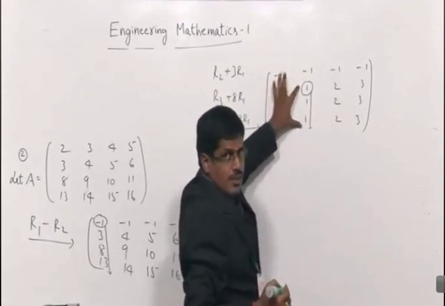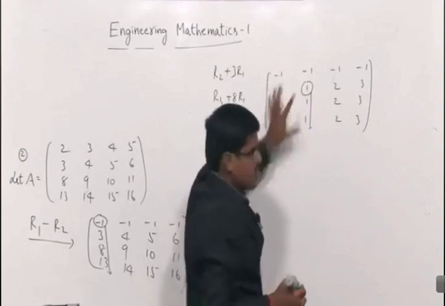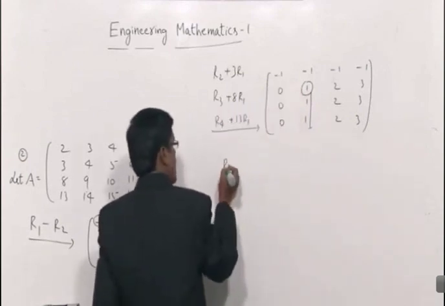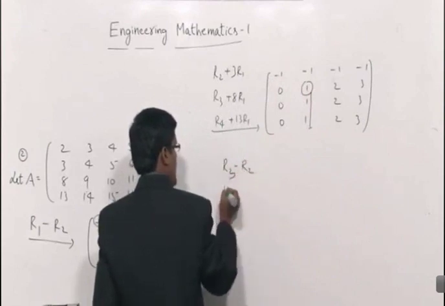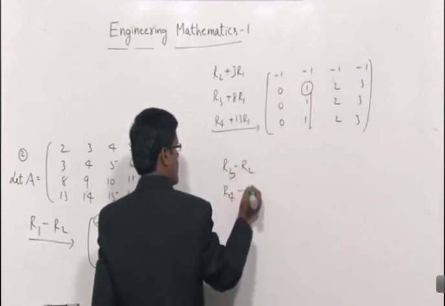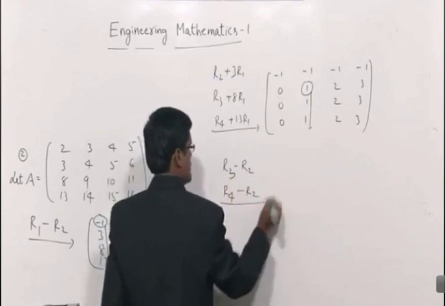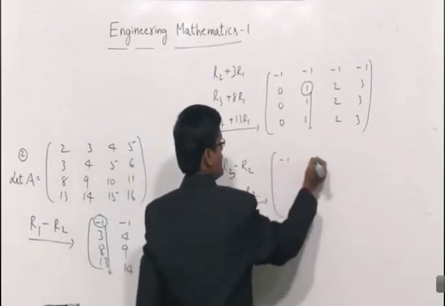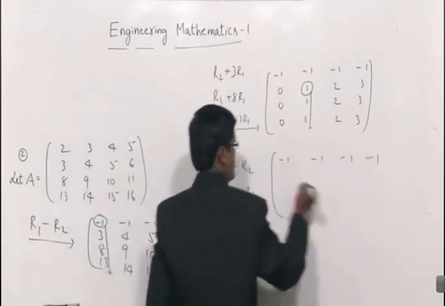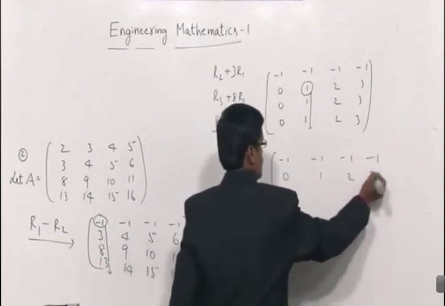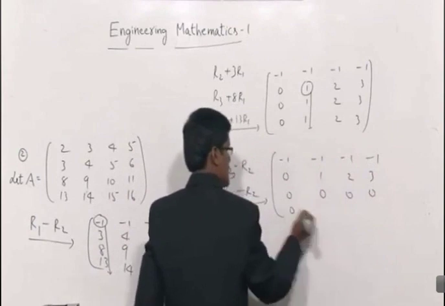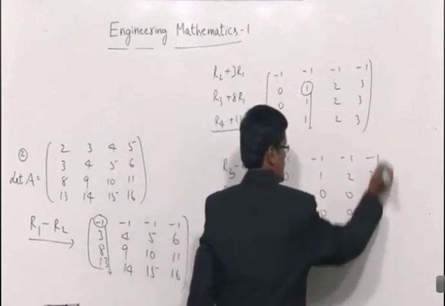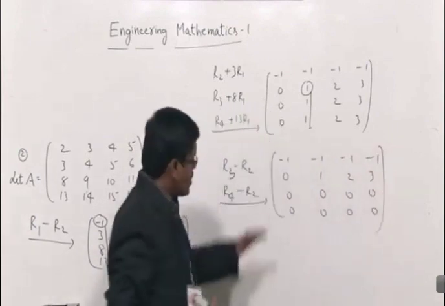I am showing the way here with the fingers. R3 minus R2 and R4 minus R2. This gives -1, -1, -1, -1, 0, 1, 2, 3, 0, 0, 0, 0, 0, 0, 0, 0. Now the last two rows are zeros.